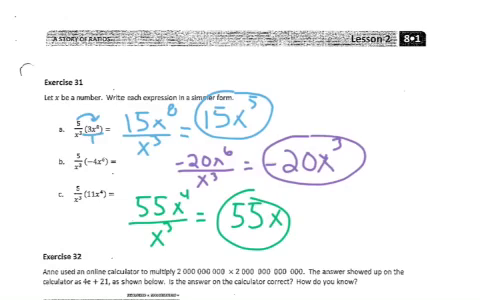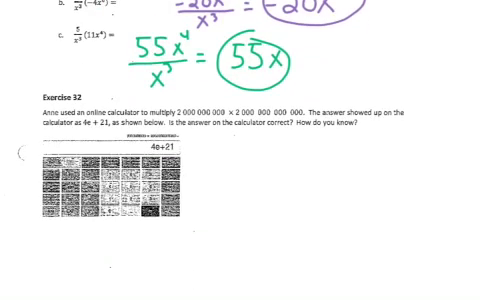Okay, so for question B, your final answer would be negative 20x to the 3rd, because all I did was multiply the 5 and my negative 4, and then I just subtracted my exponents. For question C, you should have 55 from 5 times 11, and then my exponents, 4 minus 3, would give you 1 with the base of x. Do not worry about question 32.